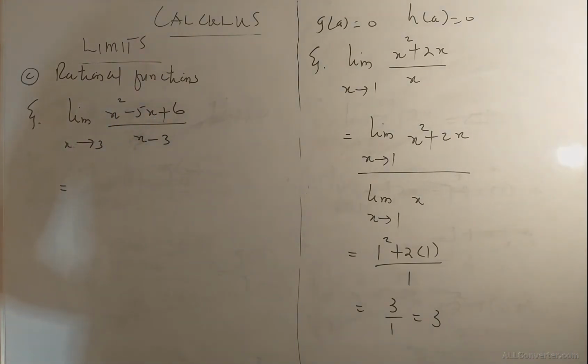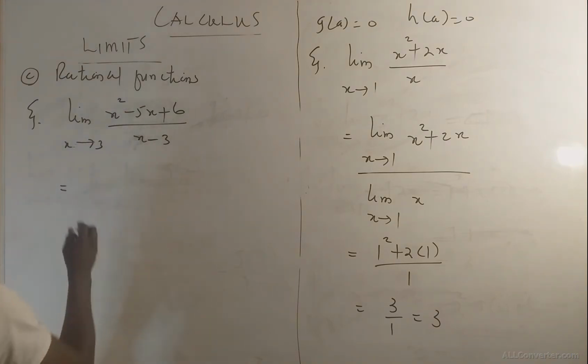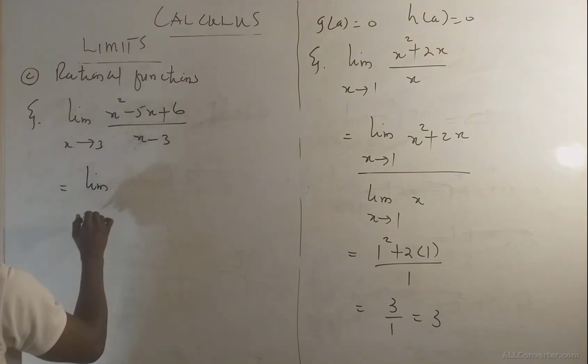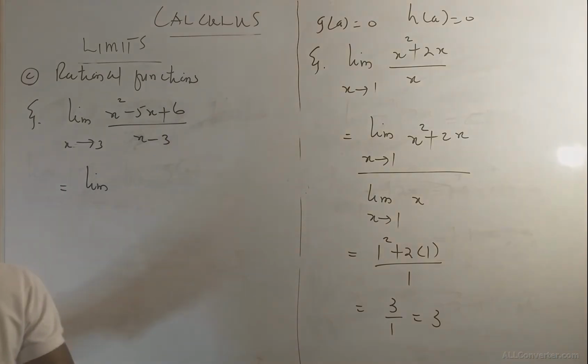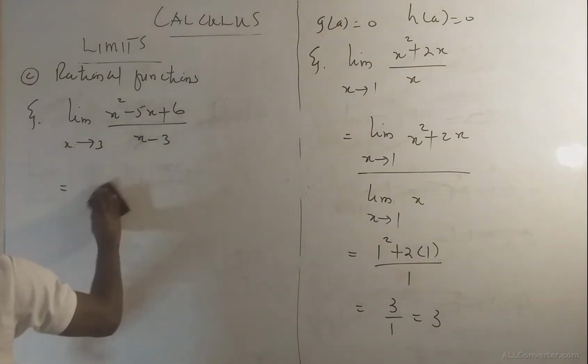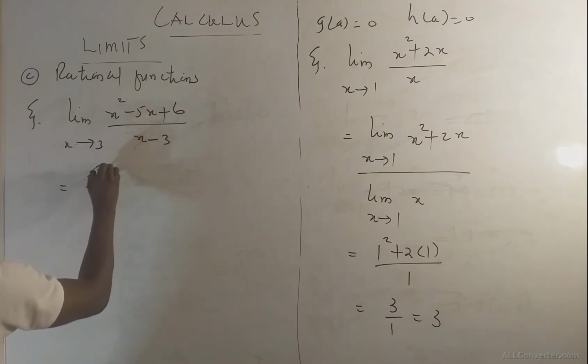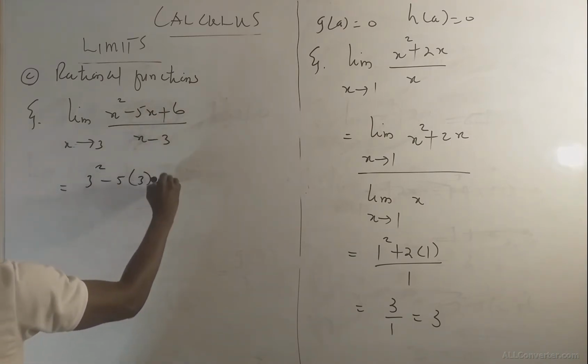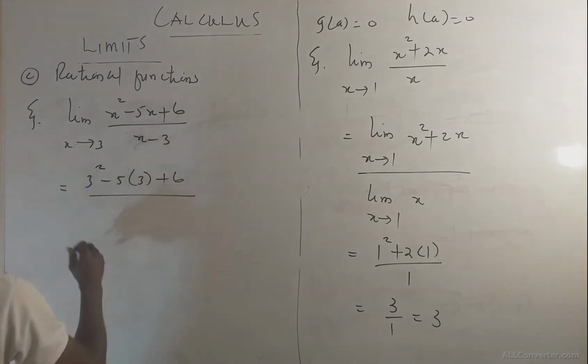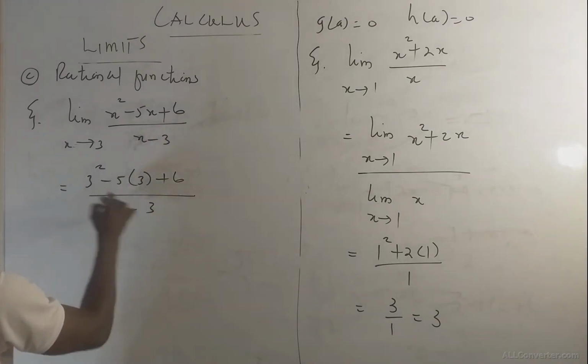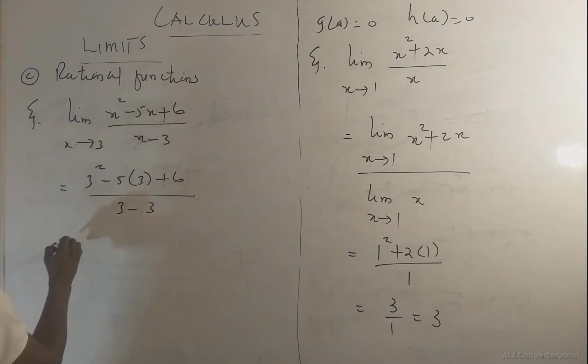If you want to find the limit of this, we will take the limit of the numerator. Taking the limit of the numerator, we are going to have 3 squared minus 5 times 3 plus 6. Then when we take the limit of the denominator, we are going to have 3 minus 3, because x approaches 3, so we use the value 3.